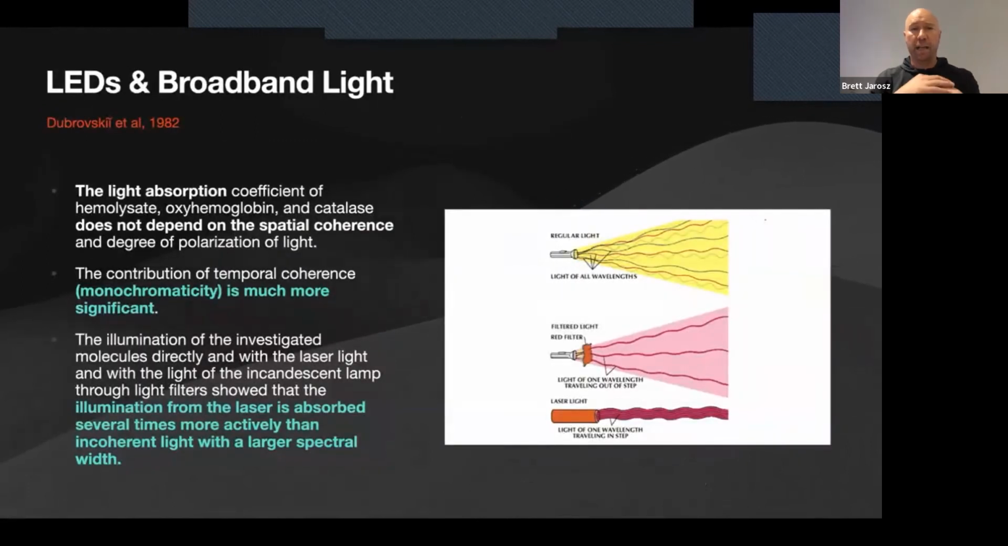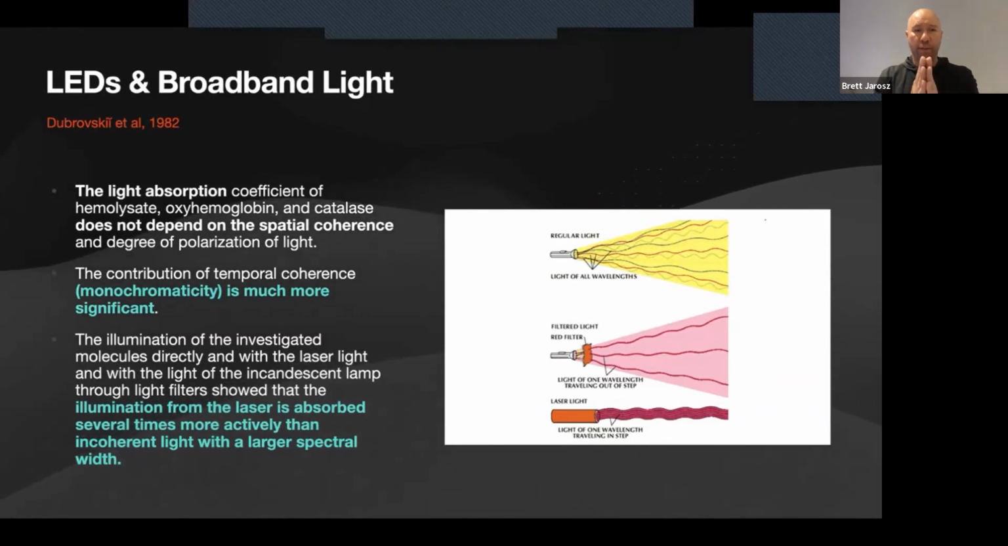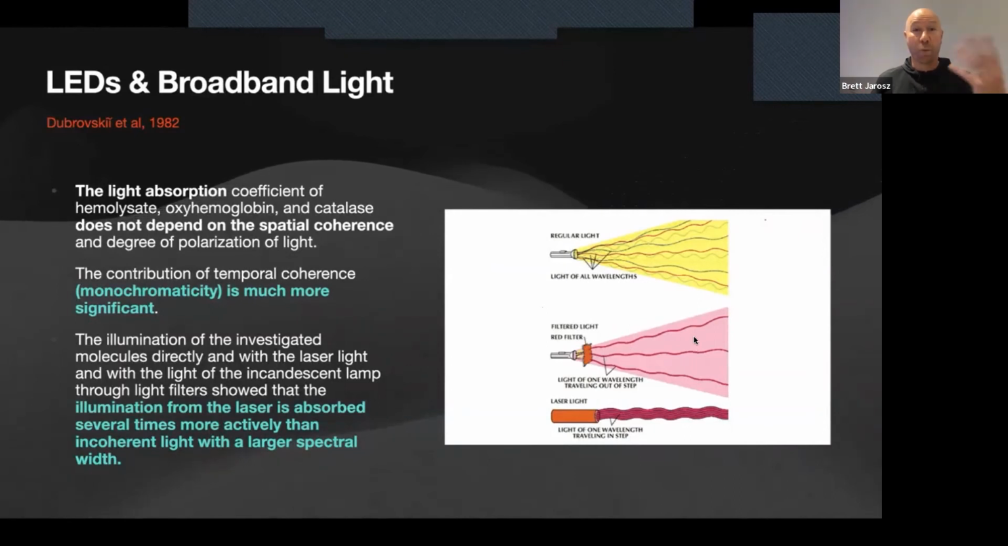Then we started to talk about the LEDs and broadband light from last module, and what is different between an LED versus a laser, because we know that we're using LEDs as part of photobiomodulation therapy. So the light absorption doesn't depend on that spatial coherence. If we look at the picture here, we've got our normal sort of flashlight. Then if we come down here, we put a red filter, which is making all of the light become one color, one wavelength in this particular case. But as we can see here, that particular light is not in one direction. It's going in different directions.